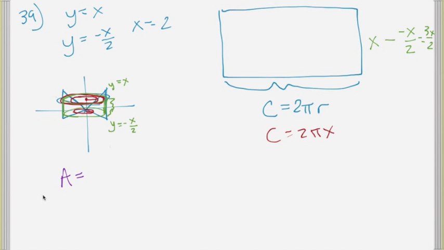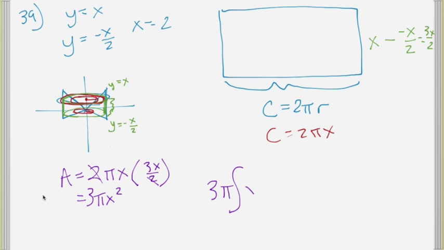Base area times height, base times height. And I can reduce that down and I get 3 pi x squared, which we're going to integrate. From what to what? What are possible x values for this problem? 0 to 2.